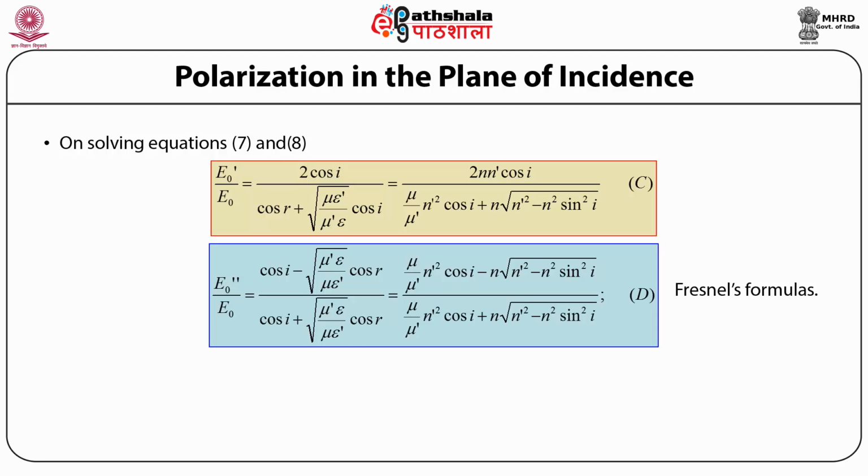So these two formulae, the relations C and D, give the Fresnel's relations for polarization in the plane of incidence. And like mentioned earlier, these ratios of the amplitudes of the electric field of the reflected to incident wave and refracted to incident wave are important because the square of these gives us the idea of the energy transmitted and the energy reflected.